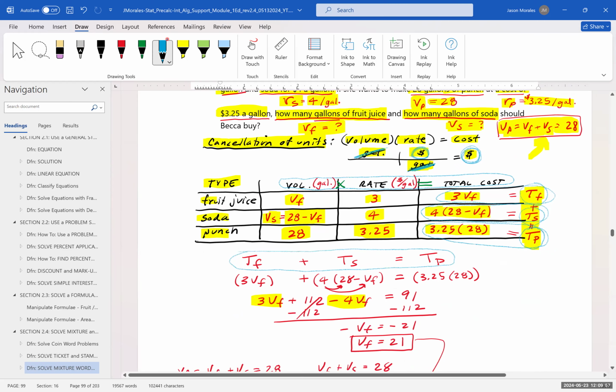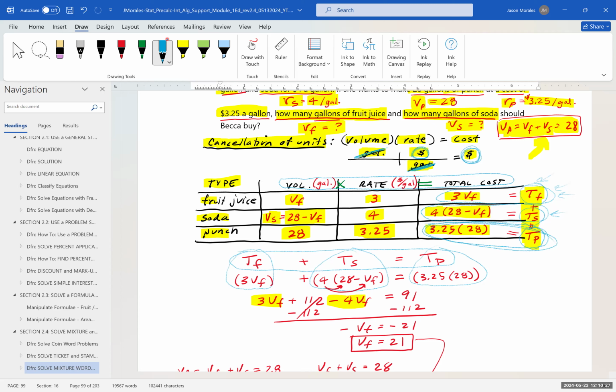And so the total cost of fruit juice is 3 times the volume of fruit juice, which is what we've got here on this first relationship. The total cost of the soda is right here, and that's what we got from this relationship. And then the total cost of the punch is what we've got from this relationship here.